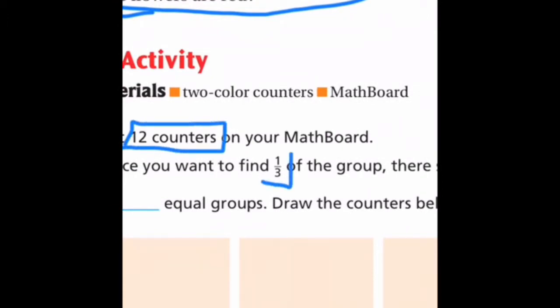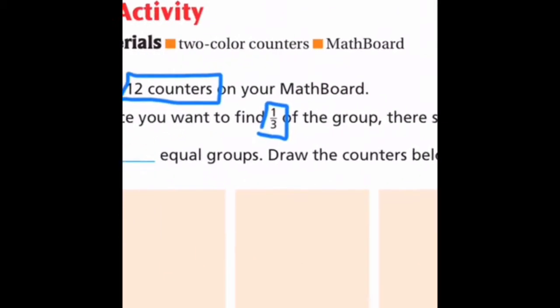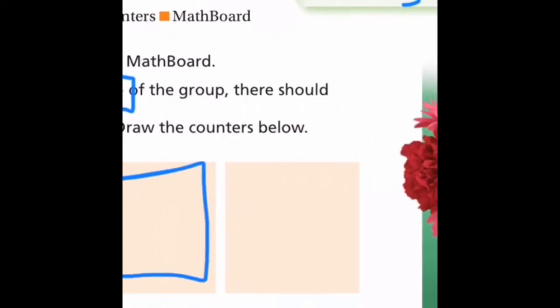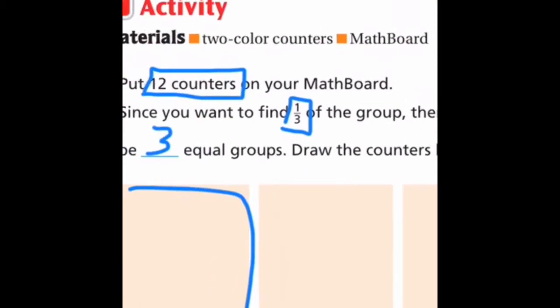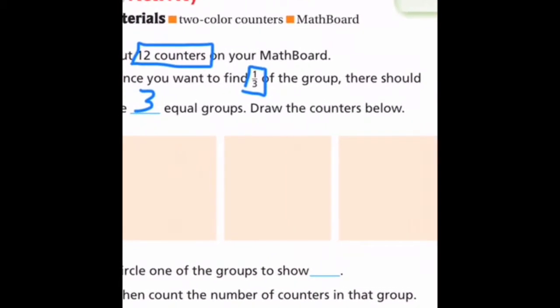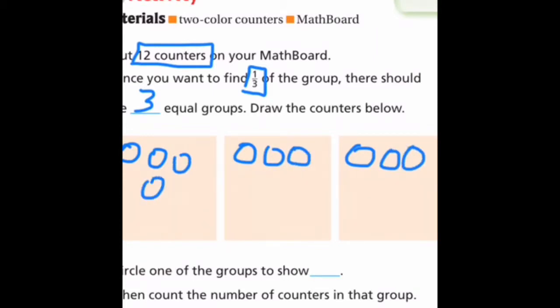And since we want to find 1/3 of the group, there should be 3 equal groups, right here and right here. We have 3 equal groups. Then we draw the counters below. So we have 12 counters. We're going to share them equally in the 3 groups. Draw one at a time in each box. 1, 2, 3, 4, 5, 6, 7, 8, 9, 10, 11, 12. 12 total counters.